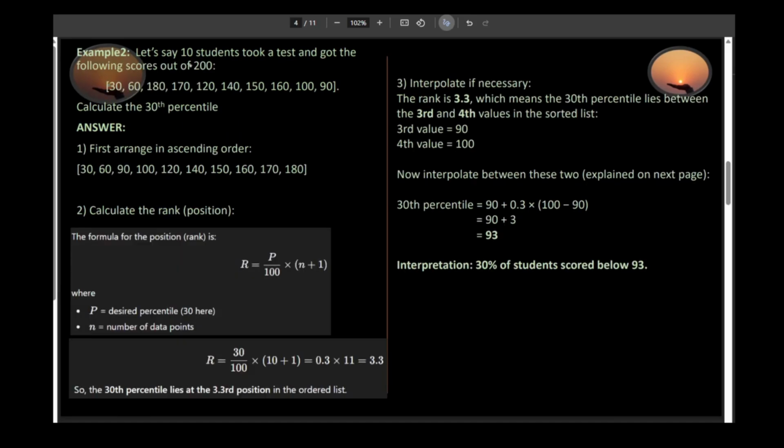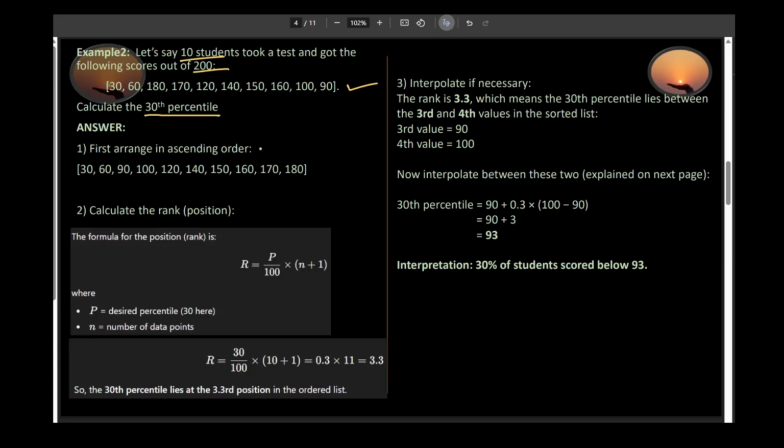Let's take a look at another example. Let's say you have 10 students who took a test, and these are the scores they get out of 200. Now calculate the 30th percentile. Somebody tells you that these are the scores, and they want you to find out where the 30th percentile lies in this case.